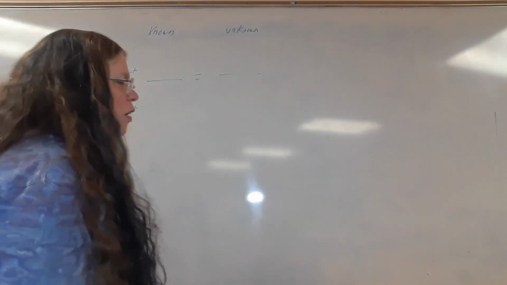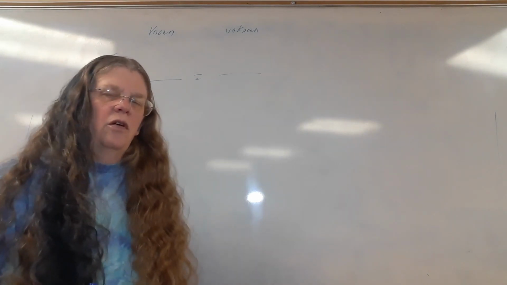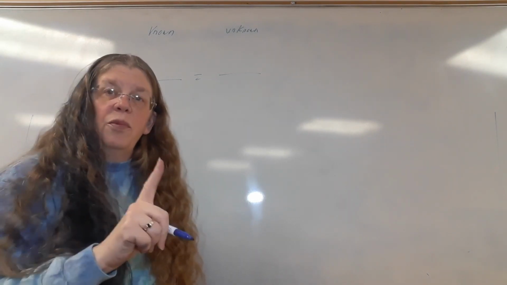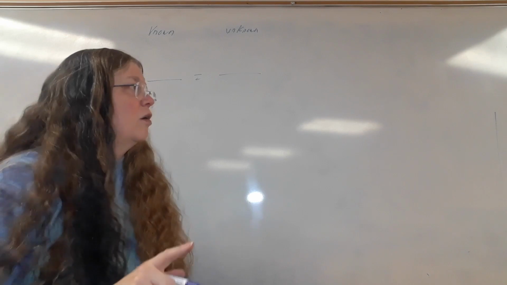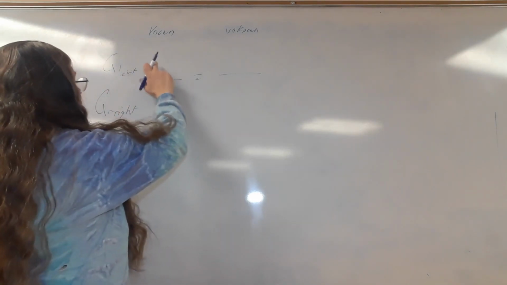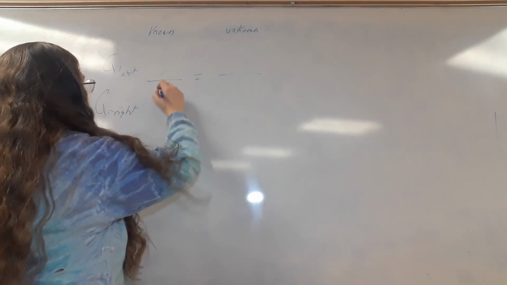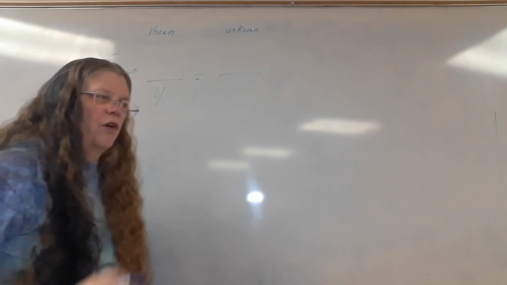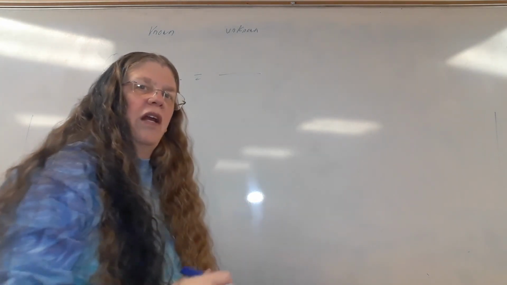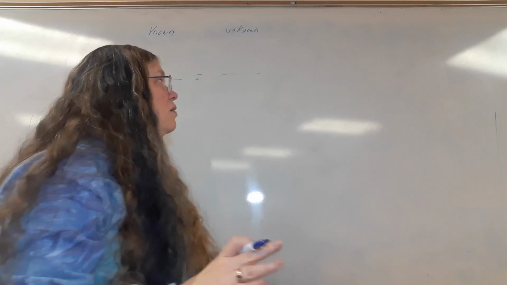All right, if 4 out of 5 people are right-handed, 1 person is left-handed. So we want to make this left, not total. 1. For every 1 left-handed person, there are 4 right-handed people. That's what 4 out of 5 means.